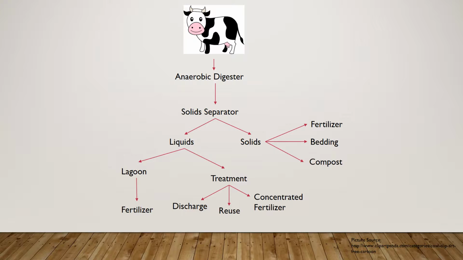The first step involves the manure and other organic substrates created by the cow being collected in the anaerobic digester. The digestate then goes to the solid separator where it is separated into solid and liquid portions. The liquid portion can either be stored in a lagoon and then used as fertilizer, or treated and then discharged into the environment, reused, or concentrated into fertilizer. The solid portion can be used as fertilizer, bedding, or it can be composted.